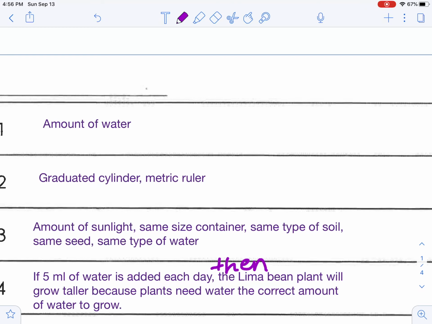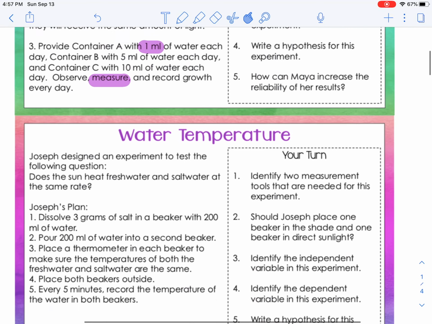So with the experiment, I see that Maya is going to use 1 milliliter, 5 milliliters, and 10 milliliters of water. So I'm thinking maybe 1 milliliter is not going to be enough, and that perhaps 10 milliliters is going to be too much. So 5 milliliters is what I'm going to go with, that is going to be the perfect amount of water for the plant to grow the tallest.